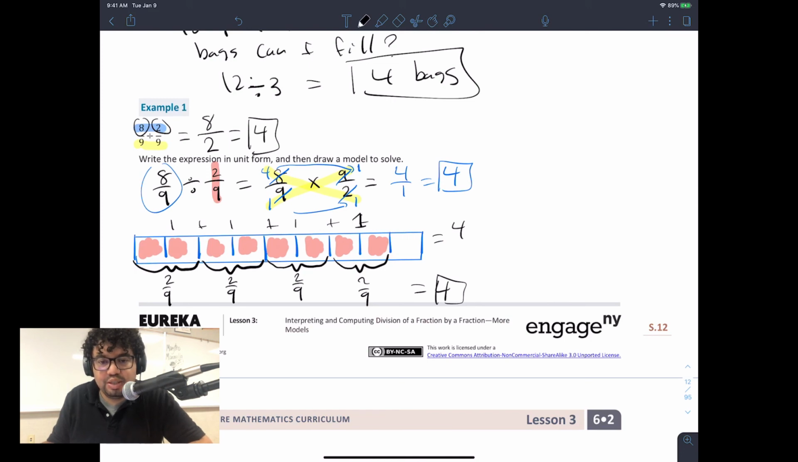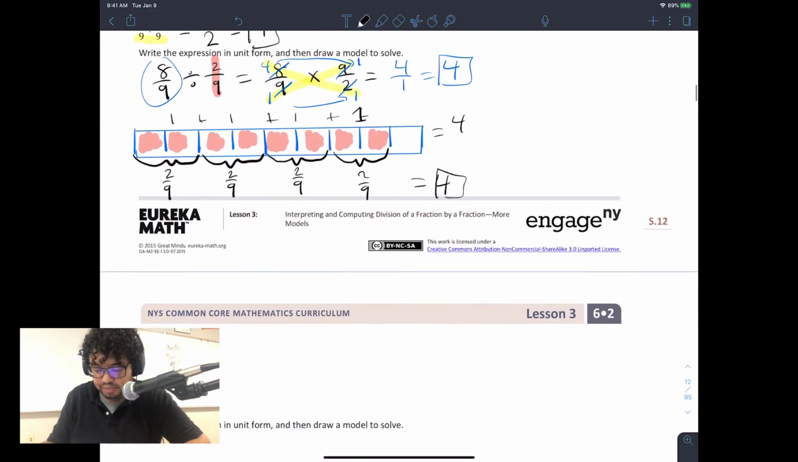So again, you're going to take the first fraction, 8 9ths, and that's going to be your model. Okay. So you're going to make a model where you have 9 boxes, but you only need 8. So you shade 8 out of the 9 because that's your first fraction, 8 9ths. And then you're going to look at the second fraction, which in this case is 2 9ths. So you're going to break them in groups of 2 9ths. And then how many groups you can make, that will be your answer. In this case, we were able to make 4 groups of 2 9ths in the 8 9ths. And therefore, our answer is 4.